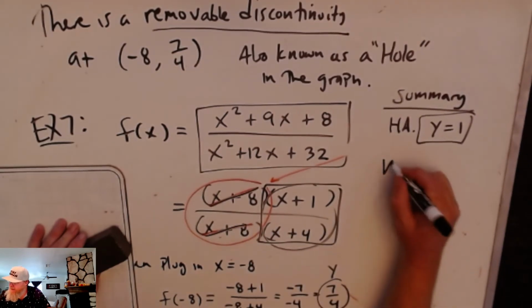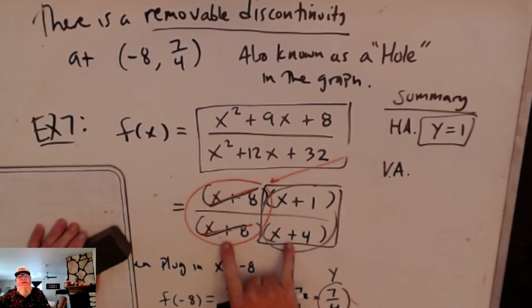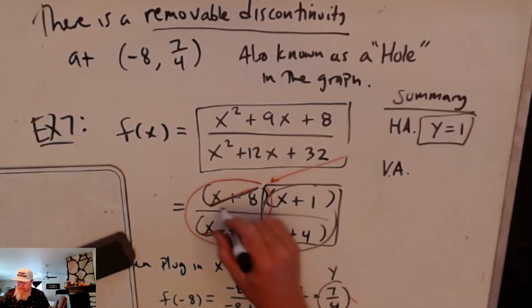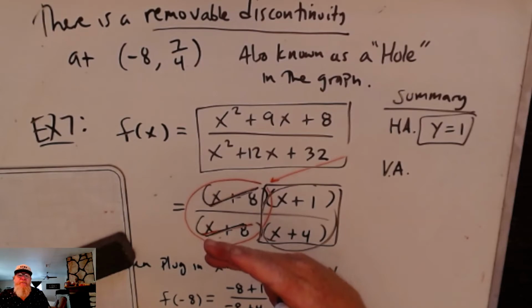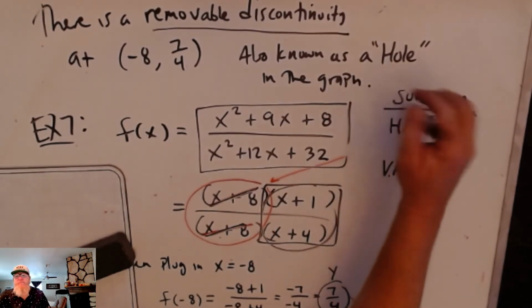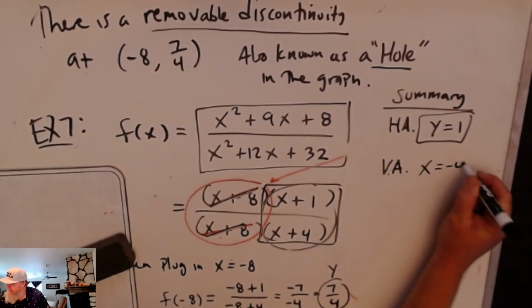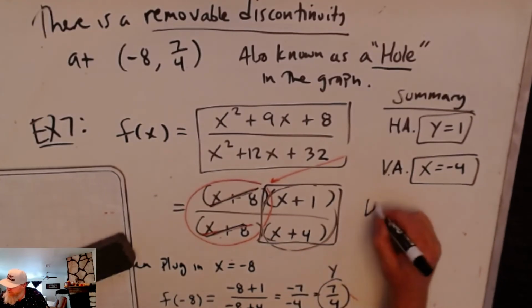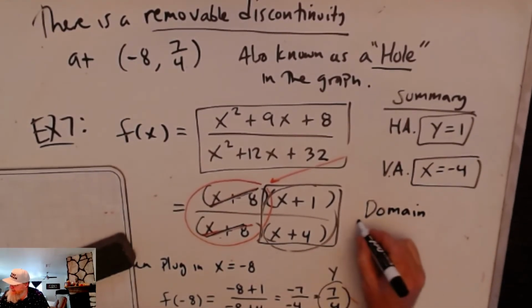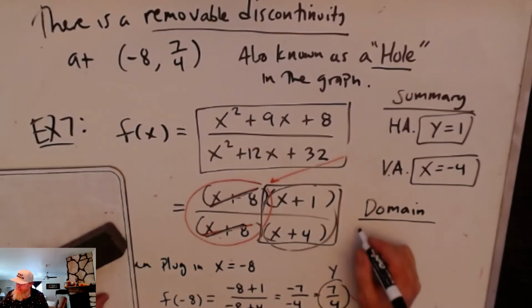The vertical asymptotes, well, it looks like there are 2 vertical asymptotes, but because of the removable discontinuity, that one has been removed. And it's been replaced with a hole. So that means there's really only 1 vertical asymptote, and that's at -4. When you solve this denominator, setting it to 0. However, the domain, this is the one exception, the domain also excludes -8.